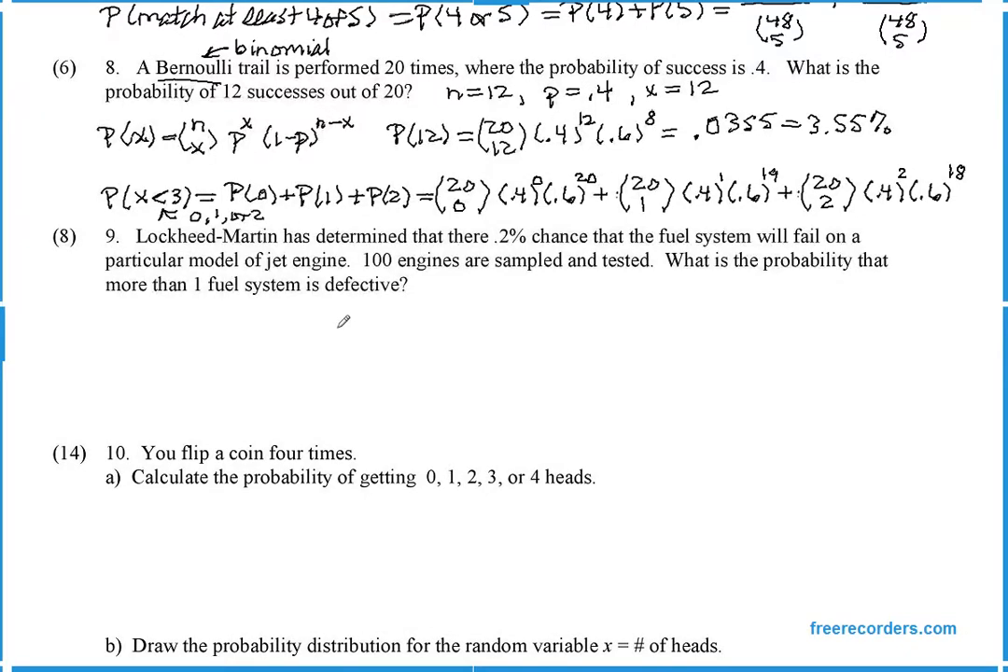Okay, next up we're doing some quality control. Lockheed Martin has determined that there is a 0.2%, notice that decimal point, 0.2% chance that the fuel system will fail on a particular model of the jet engine. 100 engines are sampled and tested. What's the probability that more than one fuel system is defective? So here again we're going to use our binomial probability formula. So let me copy that down.